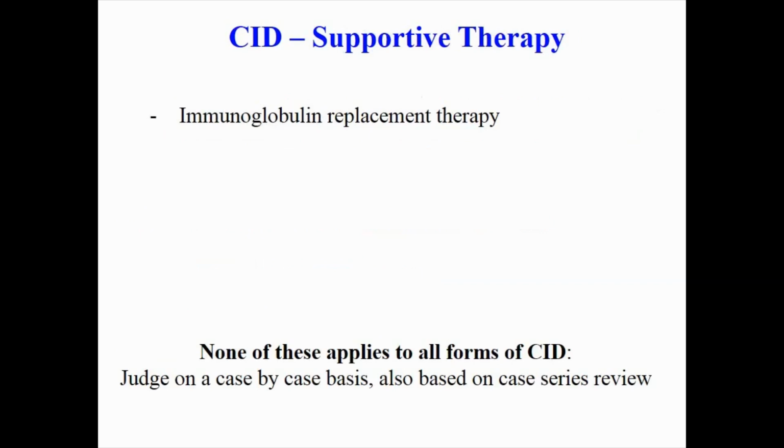Okay, so immunoglobulin replacement therapy. If you have a combined immunodeficiency, most of the times your immune system is, in any case, incapable of mounting good antibody responses. So immunoglobulin replacement therapy is a mainstay of therapy. It won't help with the T cell function, but it will provide you in a passive manner the antibodies that your immune system is incapable of producing.